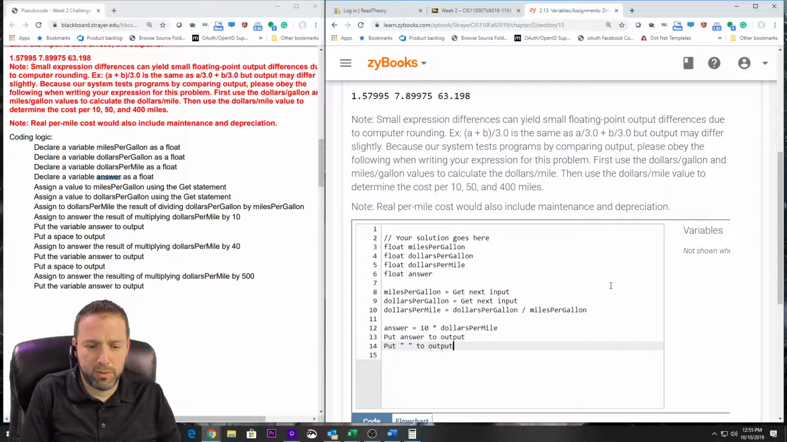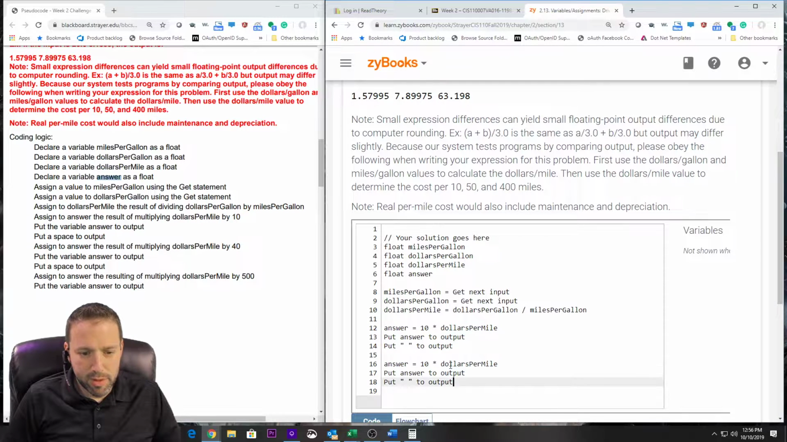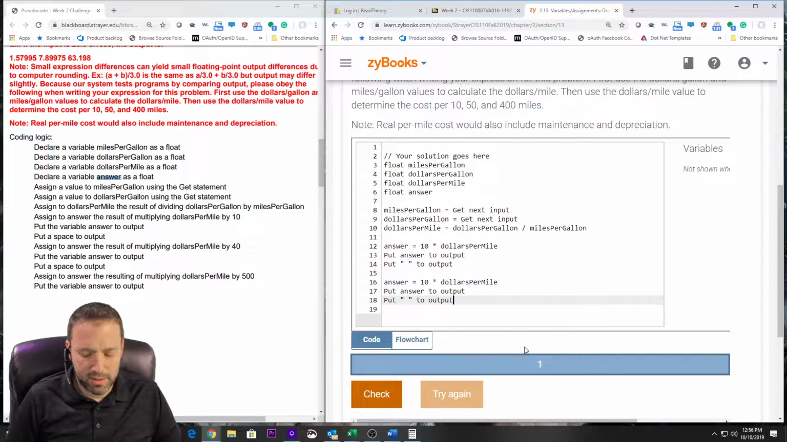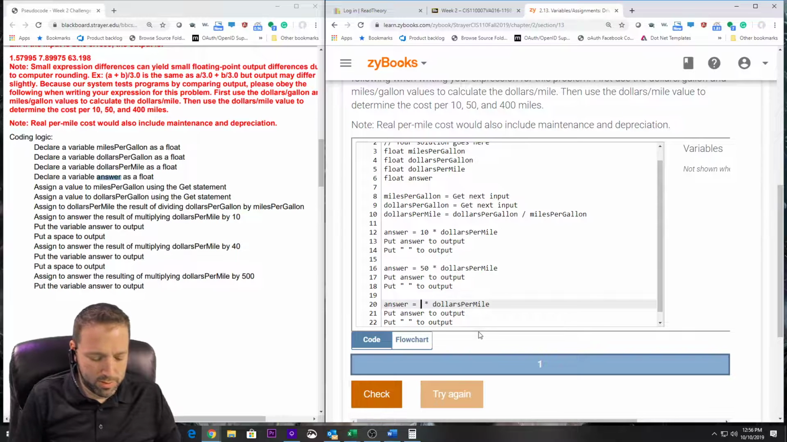space to output. Now, remember, lazy programmers are the best because they are the type of person who doesn't like to do a lot of work. They're the type of person who is going to be lazy and try to be as efficient as possible. So I am going to copy this, paste it on line 16, hit enter, and paste it again. What I'm going to do here is the first one needs to say 10, then I'm going to change this to 50 and change this one to 400.